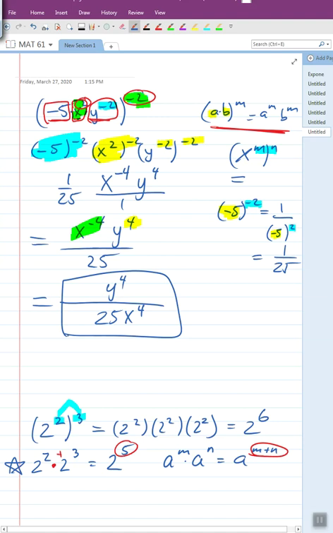So basically, what you're saying here is you just put the x to the negative 4 from top to bottom. Yep, just to get rid of it. You just moved it because you wanted to get rid of the negative. That's it. Wow.